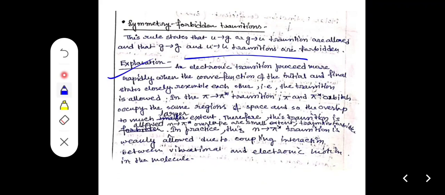So the pi to pi star transition is an allowed transition, as pi and pi star orbitals occupy the same regions of space, and so they overlap to a much larger extent. So pi and pi star match each other. This is the best example, they match each other. Their overlap is of a larger extent, so they are allowed processes. Therefore this transition is allowed. But n to pi star overlap is of a small extent. As the overlap is small, we consider that this transition is forbidden.